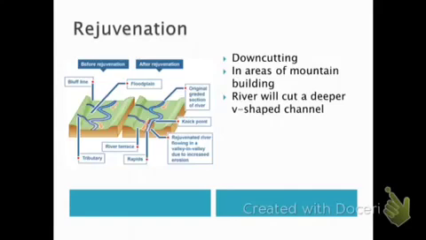Rejuvenation is the downcutting in areas of mountain, usually in areas of mountain building. It helps to regenerate the river. Again, the river will always be cutting a V-shaped channel inside the mountain.